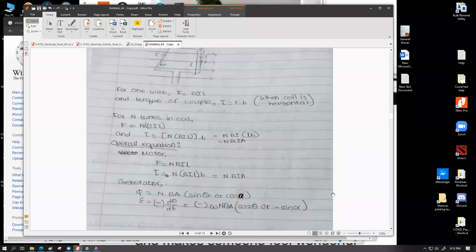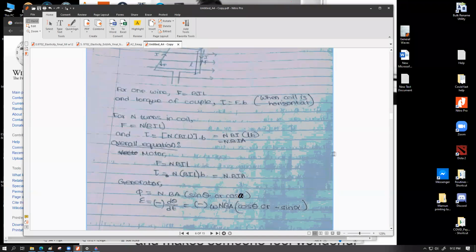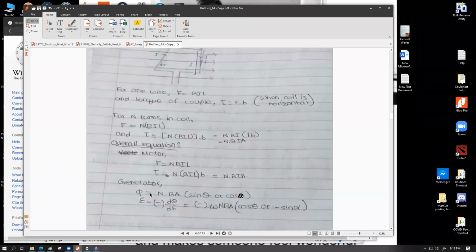All right. Pulpan, I think you can make sense of it, right? Yes, sir. There is a correction from here. So phi equals n into BA sin theta or cos alpha. This is the basic formulation of the flux linkage that we have had. And if we want to calculate the EMF generated, EMF is given by minus d phi by dt.